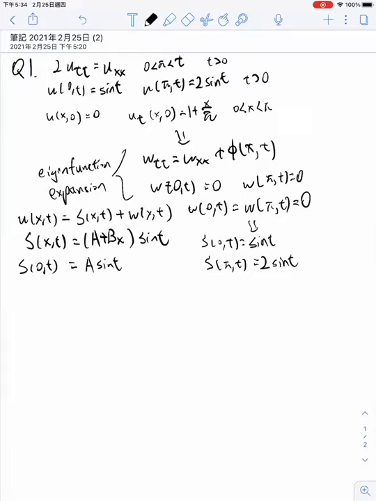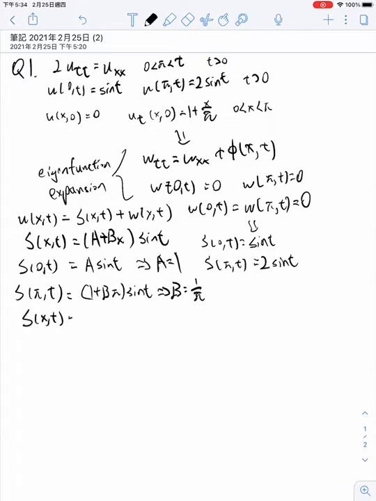So at x equal to 0, you will get a equal to 1, and at x equal to pi, because this is equal to 2 sine t, b is equal to 1 over pi here. So the form of the function S is 1 plus x over pi times sine t.